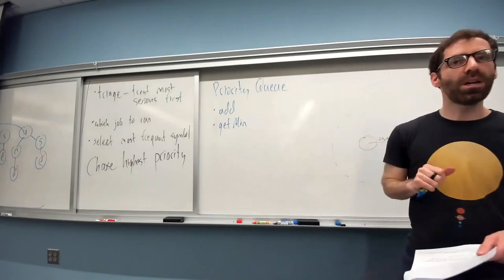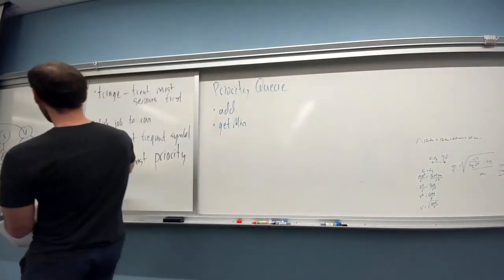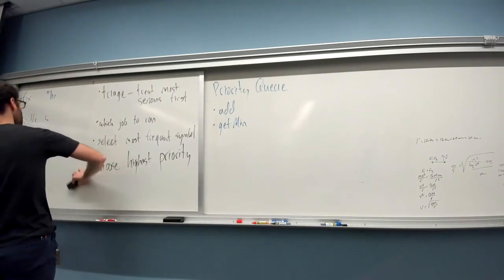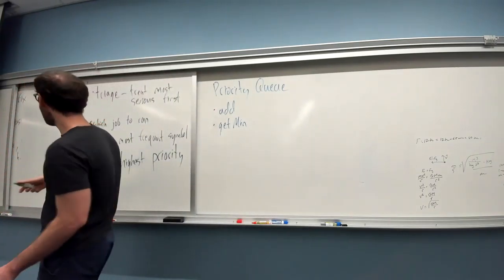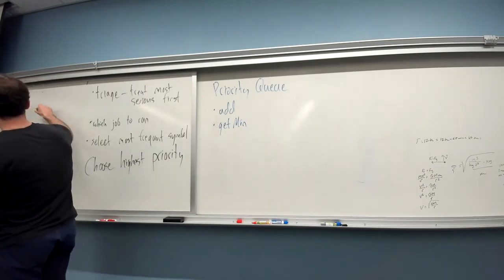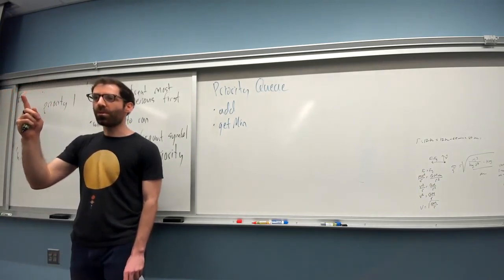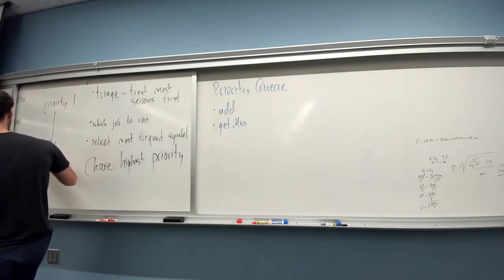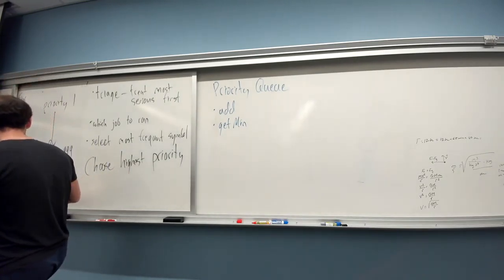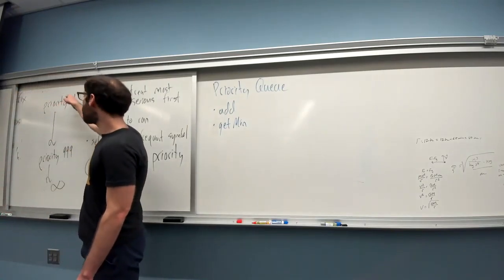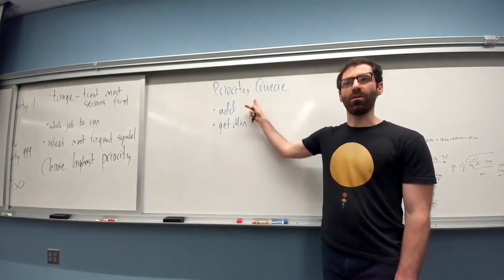We're going to be able to get the minimum thing, and I'm saying minimum here because priority-wise, I'm thinking in terms of the highest priority thing would be priority number one. And priority one would be the most important thing on down to priority 999 on down to priority infinity. But one being kind of the highest priority. So that's why I write get min as something that a priority queue will do.